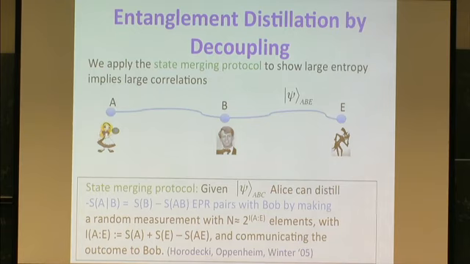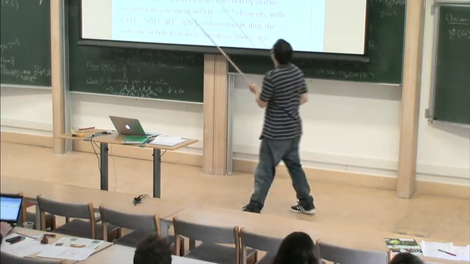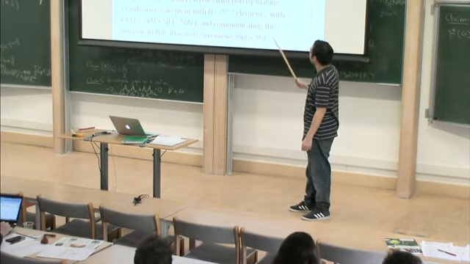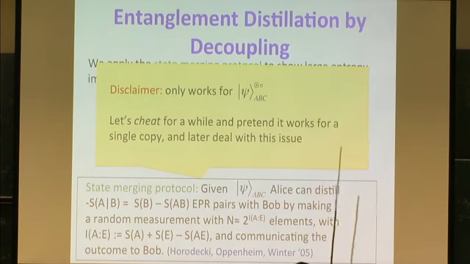This is the expression for mutual information we saw yesterday. So she makes this measurement and communicates the outcome to Bob. She makes these measurements with this number of elements, communicating mutual information of A with E bits to Bob. Then Bob does some decoding, and in the end they have this number of EPR pairs. For this to actually work the way I said, we have to use many copies, N. Let's forget about it for now and suppose this works for one copy, and see later how we address this problem.